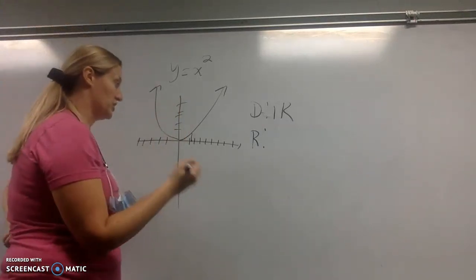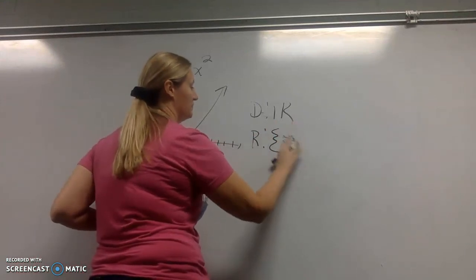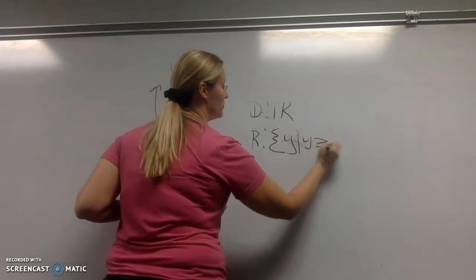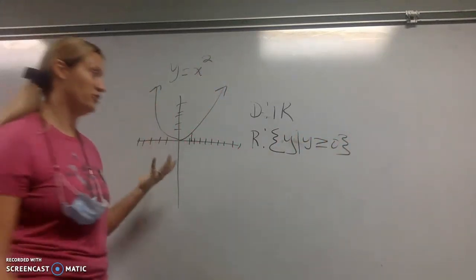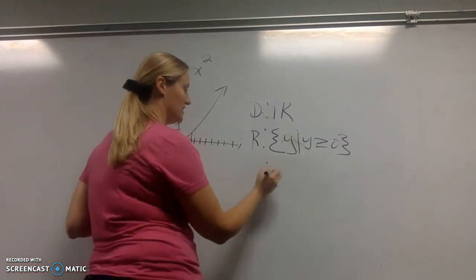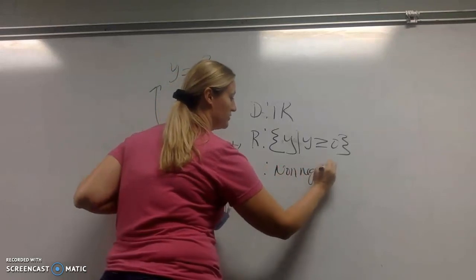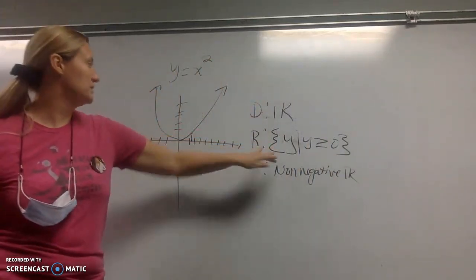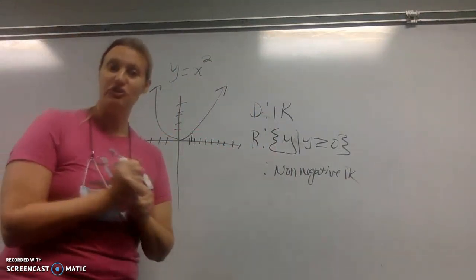So there's a couple ways you can say this. y such that y is greater than or equal to 0. Okay, and that's saying that it's all reals. It has to be greater than or equal to 0. Another way you can say it is all non-negative reals, because that's the same thing as greater than or equal to 0. This is probably the easier way. Okay, so that is domain and range.